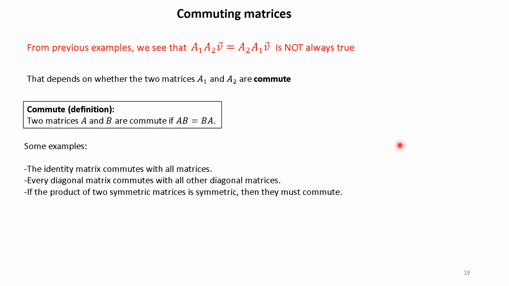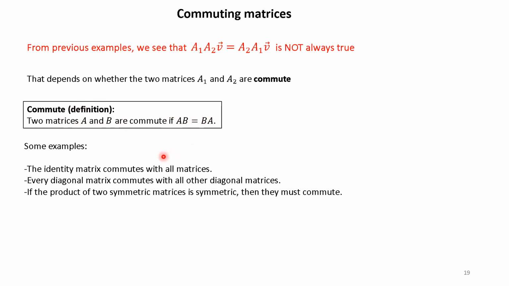So that means we now see that A1 A2 may not always be equal to A2 A1. That depends on whether the two matrices commute. The definition of commute for two matrices is that if AB equals BA, then I'll say that these two matrices commute.